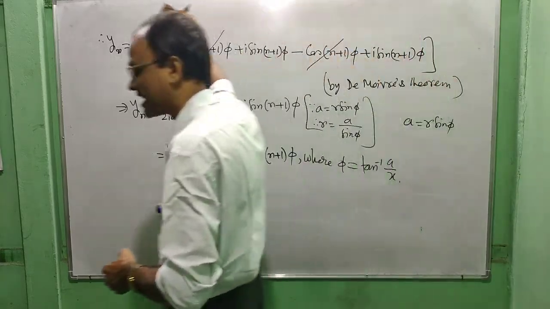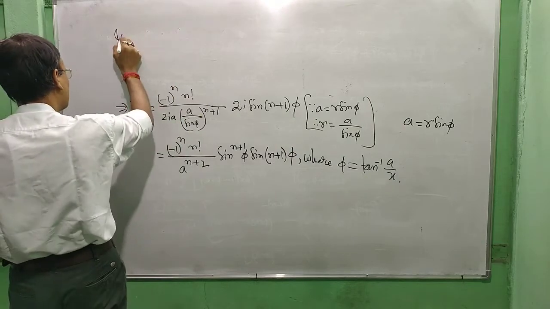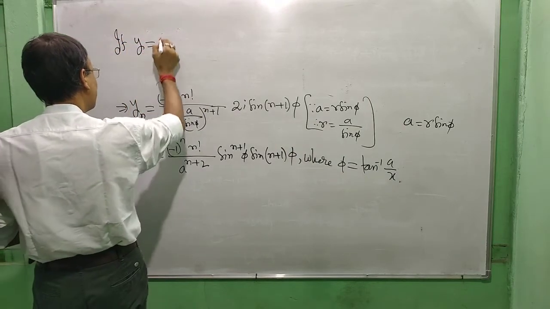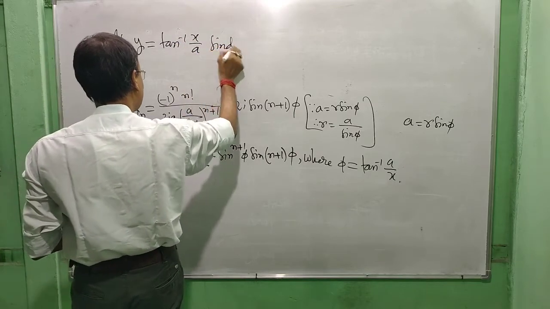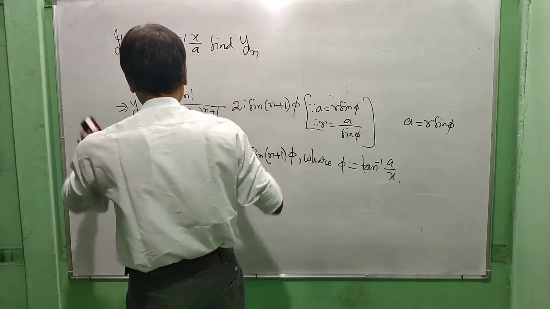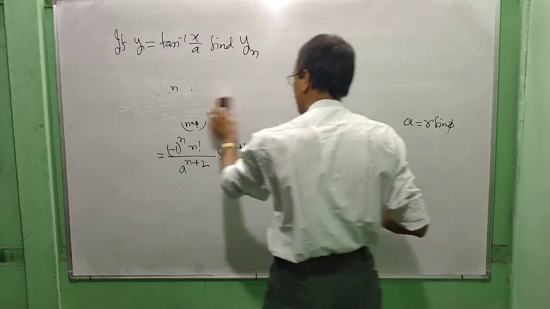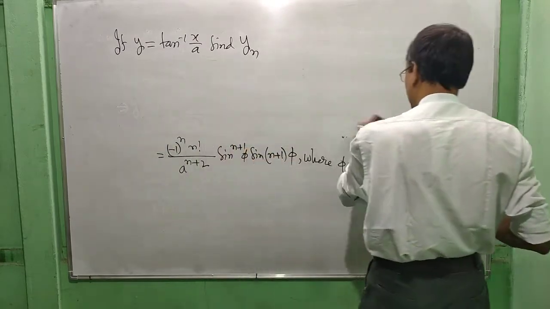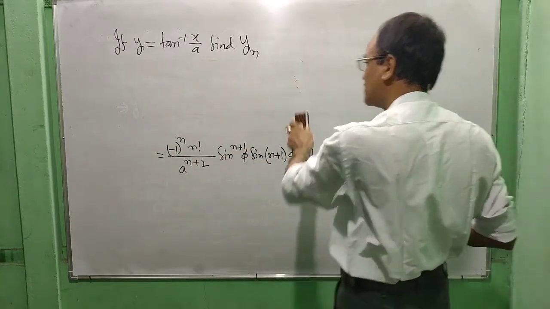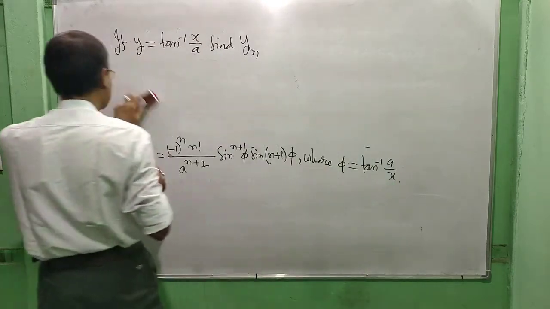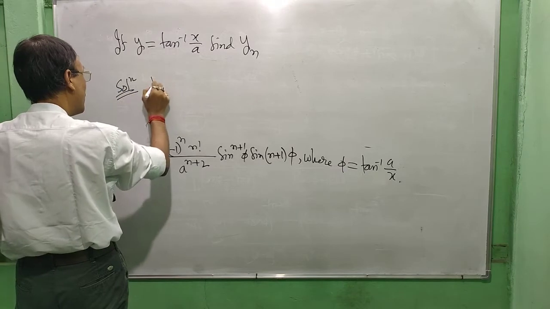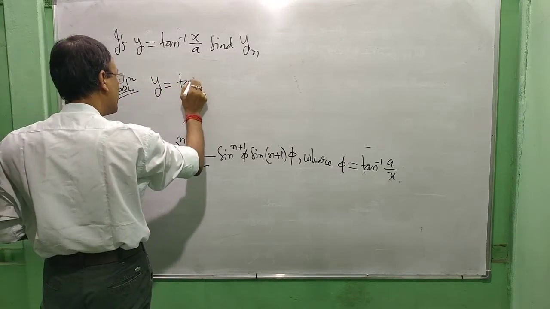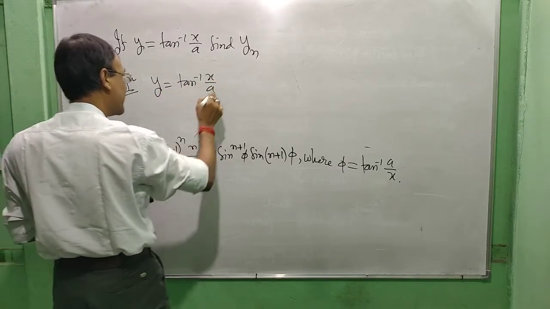Let us take another example. If y is equal to tan inverse x by a, find yn. Find the nth derivative of tan inverse x by a. Solution. y is equal to tan inverse x by a.